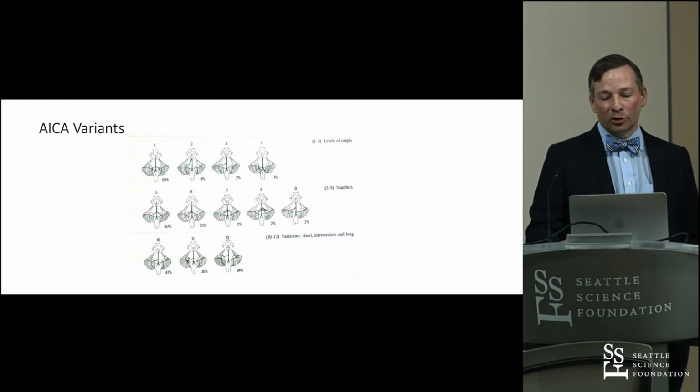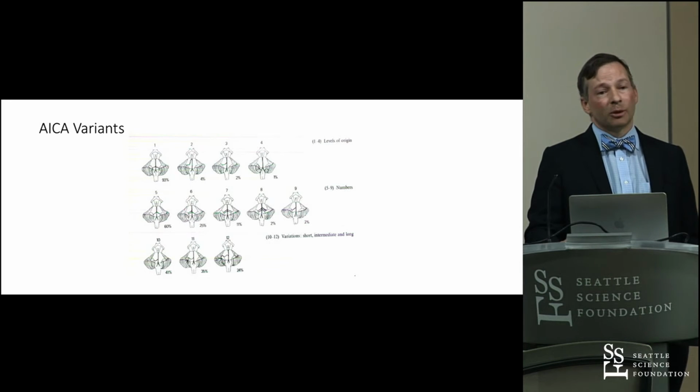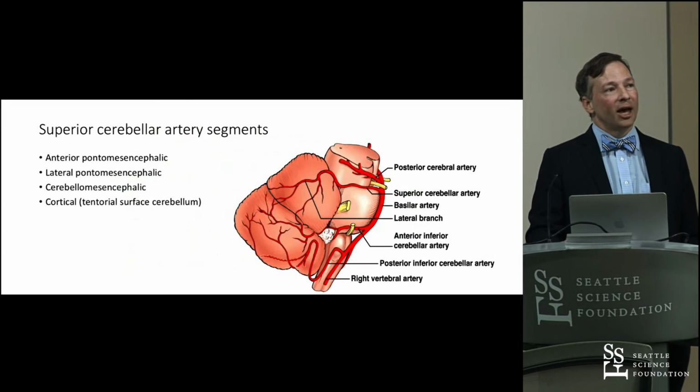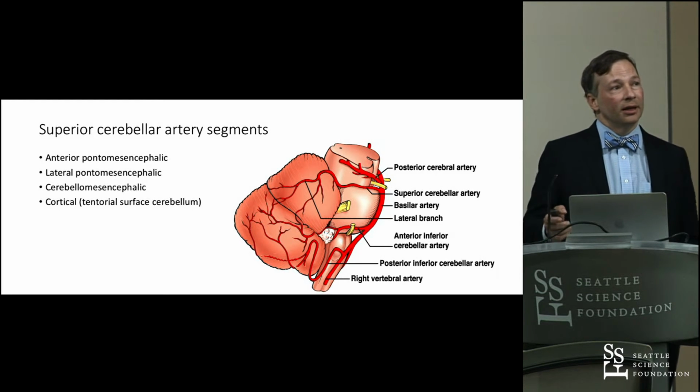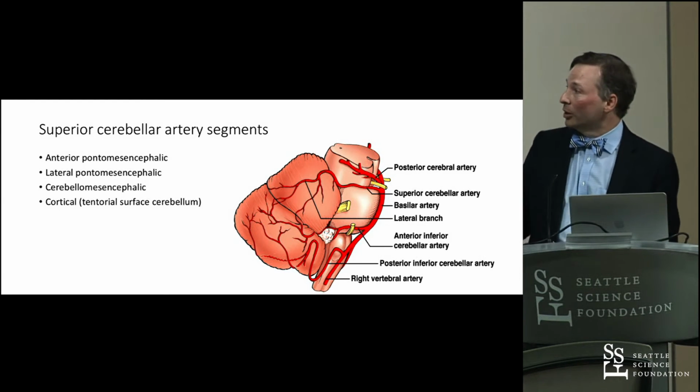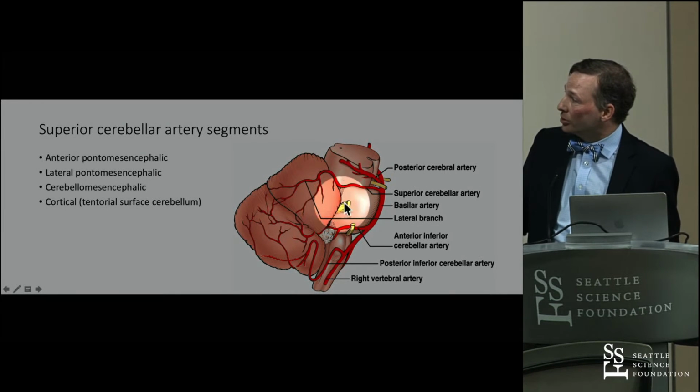AICA, again, multiple variations in its origin, its course. It can be duplicated, it can be absent, it can come from regional vessels instead of coming directly from the basilar. Superior cerebellar artery and its segments. We have, as you can see, looking at the front and anterior pontomesencephalic portion, right?